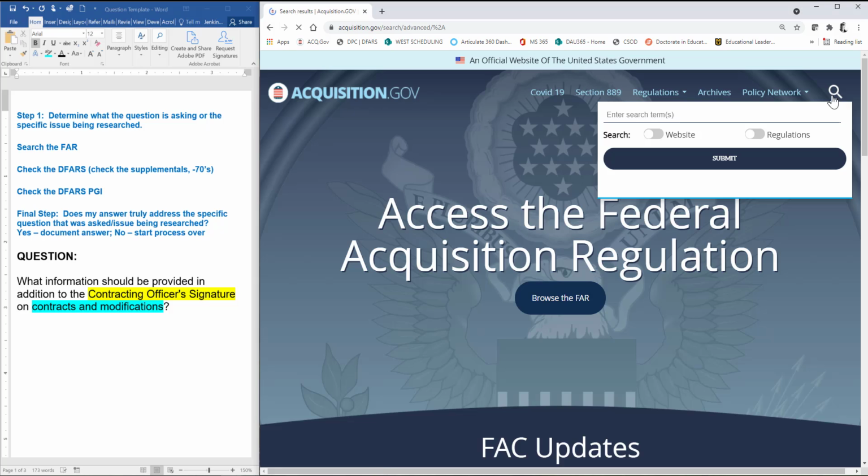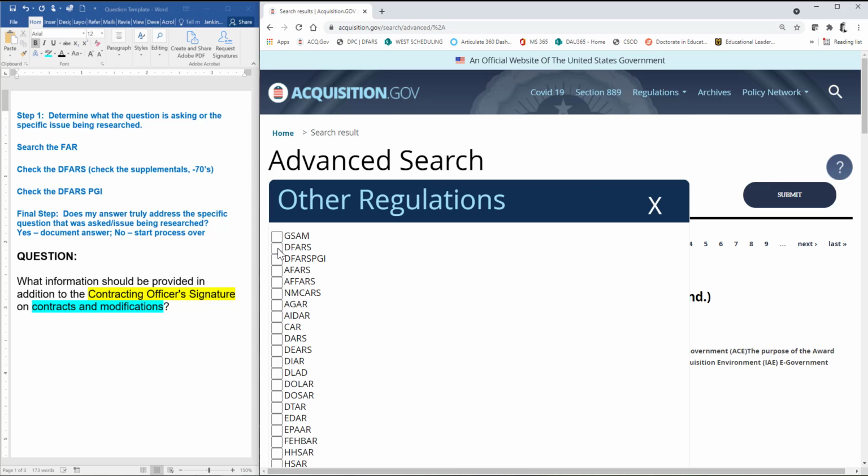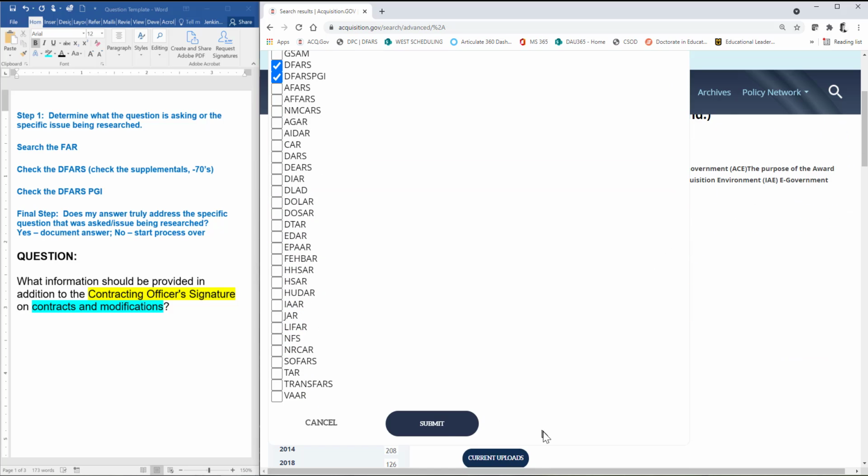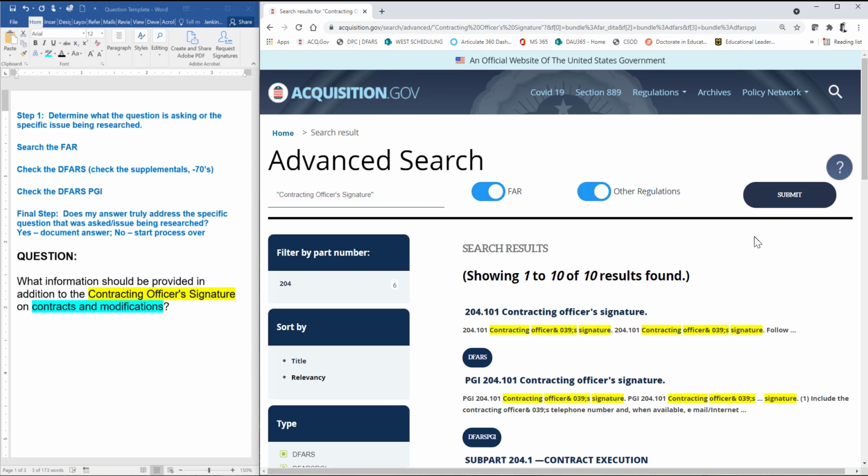So let's go over to the acquisition.gov search, and let's make sure we're searching the FAR, and let's search the DFARS and DFARS PGI. All right, and let's type in the search terms. So I guess we're going to start with contracting officer signature. That term right there. Let's start with contracting officer signature and see where that takes us. All right, search away. Let's see how many we get.